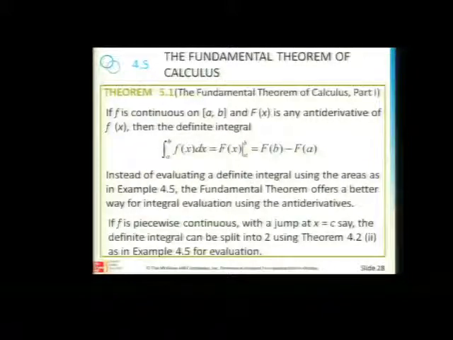And this fundamental theorem of calculus has two parts. Part 1 will offer you a much easier way to evaluate a definite integral. We don't use the area under the curve, which is very troublesome. So this theorem says, first of all, the function f(x), the integrand, must be continuous within the interval from a to b. Must be continuous. If it is not continuous, you can't use this fundamental theorem.